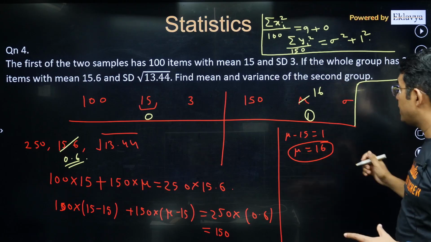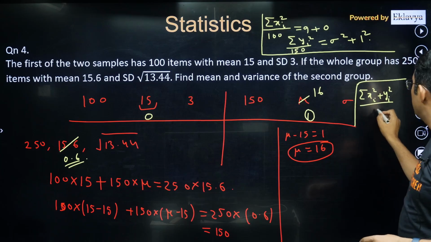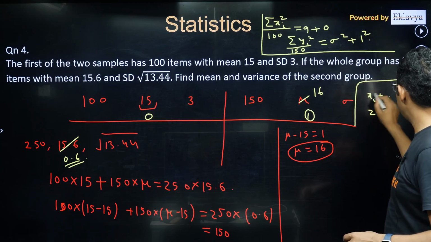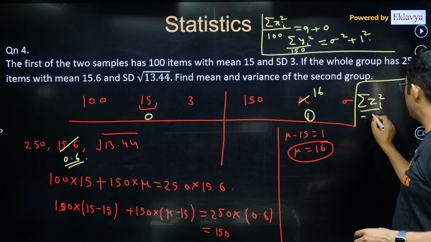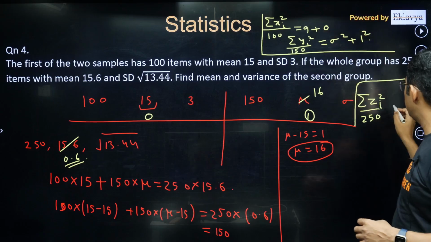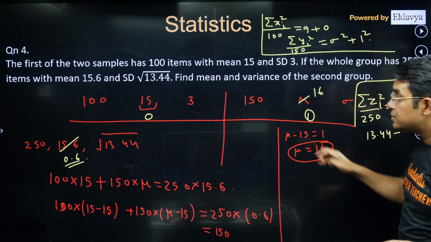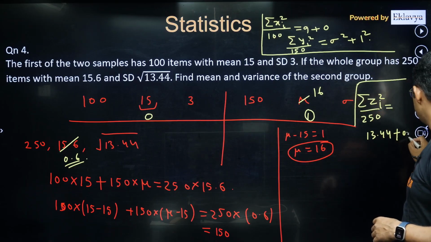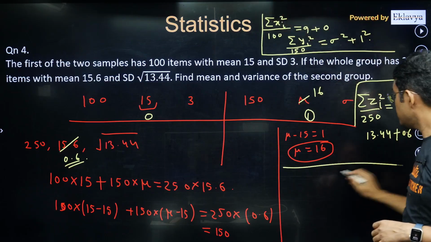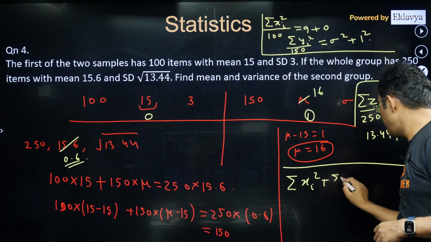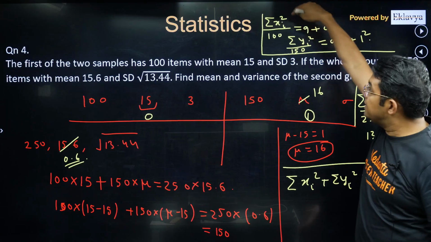Now for the entire data set, it will be sigma of xi square plus yi square divided by 250. Let me call this z. Please understand, sigma zi square upon 250 is nothing but the sum of sigma xi square and sigma yi square, and that will be equal to the variance, 13.44, plus 0.6 square. Now sigma xi square plus sigma yi square has to be equal to sigma zi square, because these zi are nothing but those 250 entries which are either in x or in y.